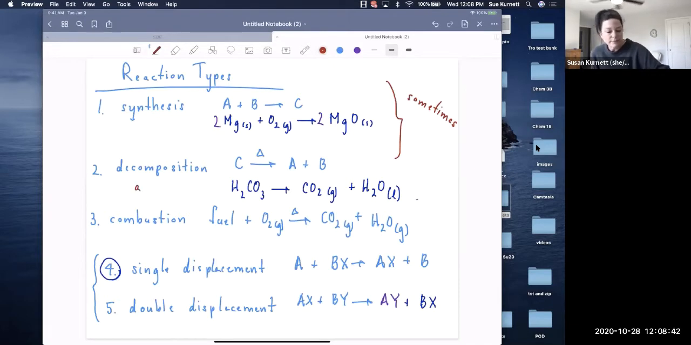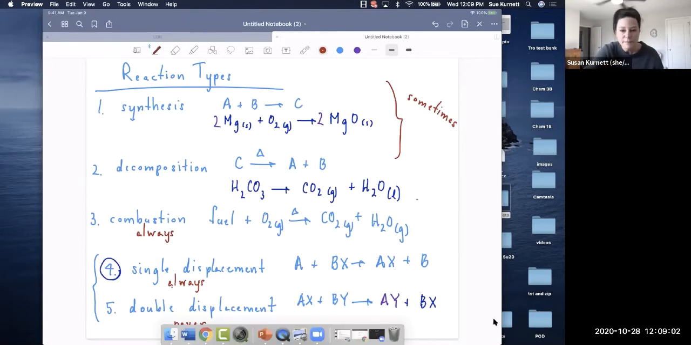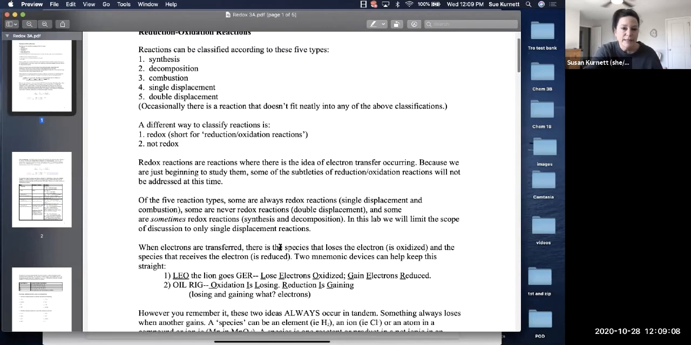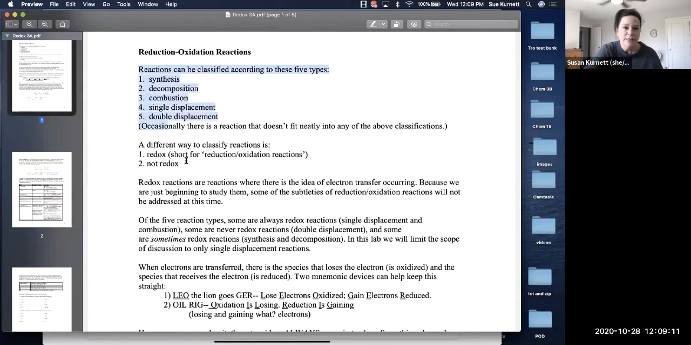Sorry. So for synthesis and decomposition, they are sometimes redox and sometimes not. Combustion is always. Single displacement is always. And double displacement is never. So right now, I've basically just talked through the 5 reaction types. There's a different way to classify. Now we're going to talk about what redox is. And then this last paragraph is, of the 5 types, which are sometimes, always, or never redox.